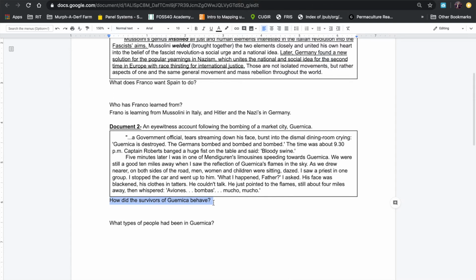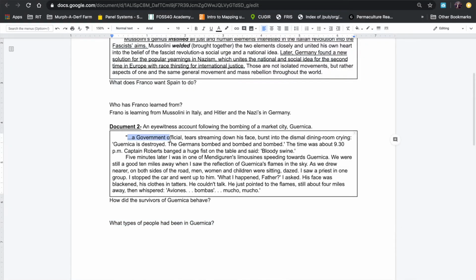Let's go down to the questions, and the things that we're looking for is, how did the survivors of Guernica behave? What types of people had been in Guernica? All right, this is a very vague question, which means that there's a lot of possible answers. So whatever you think of when you think of types of people, go with it.